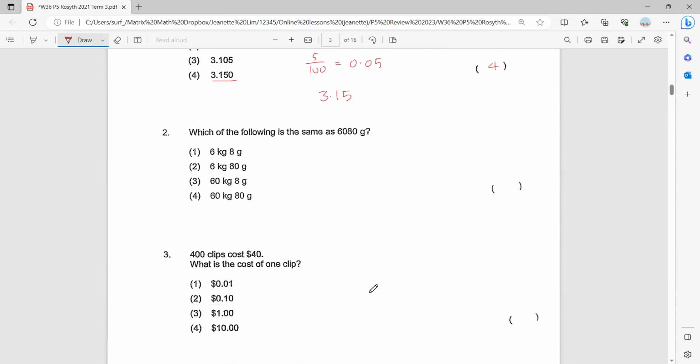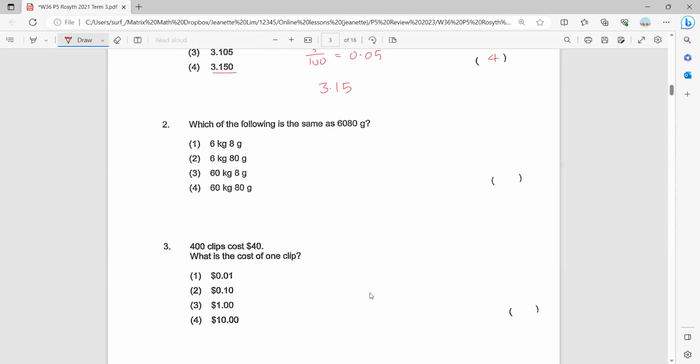Okay, which of the following is the same as 6080 grams? So every 1000 grams is a kg. So this is definitely 6 kg. So this one is out. So 6 kg and what? 80 grams. This is 80 grams, not 8 grams. Okay, so 2.